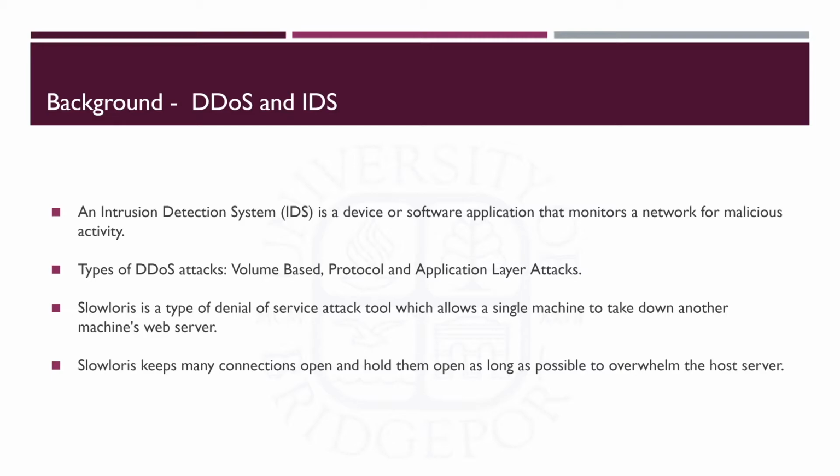For the background on DDoS and IDS, IDS is an acronym that stands for Intrusion Detection System, and it is a device or software application that monitors a network for malicious activity. There are several types of DDoS attacks, which pertain to volume-based, protocol, and application layer attacks. Slow Loris is another type of attack, and it's what we primarily focused on in our research.